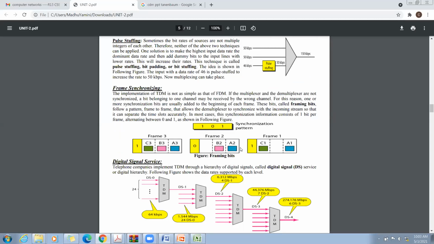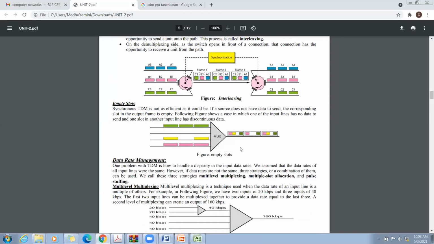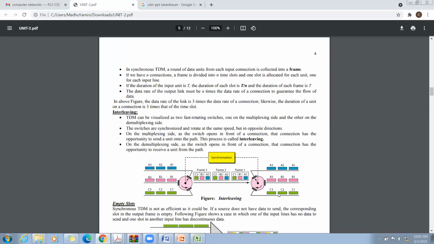Okay, I will give you a clue. In the previous topic, we discussed synchronization. See, this is the demultiplexer side switch. This is the multiplexer side switch. These two are running at the same speed in different directions. Here A1, B1, C1, these three should become one slot, a separate frame. That means this needs a synchronization bit.